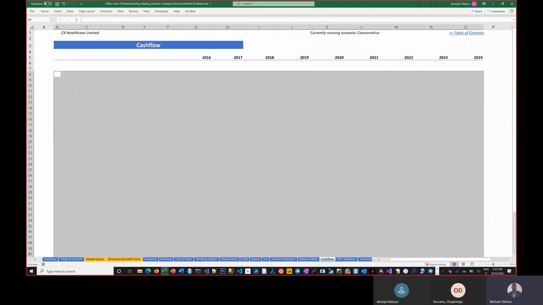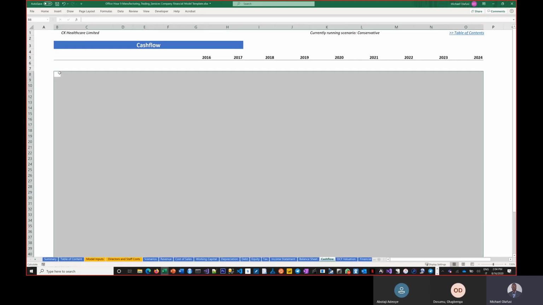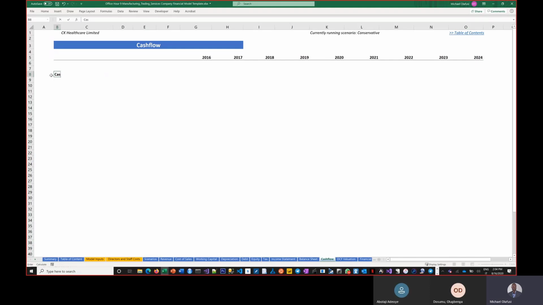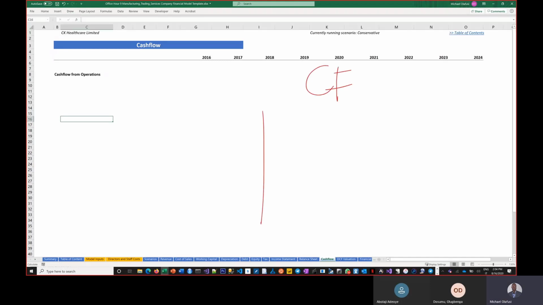Okay, so when it comes to the cash flow statement, right, there are 3 segments of the cash flow. There is the cash flow from operations. There's also the cash flow from investing, and cash flow from financing. So I'm going to just quickly pull up my drawer. So the cash flow statement has 3 segments. The cash flow from operations, which reflects the money that we made from the business operations.